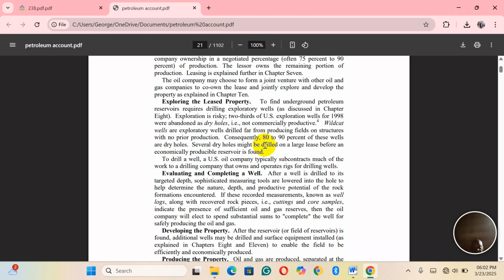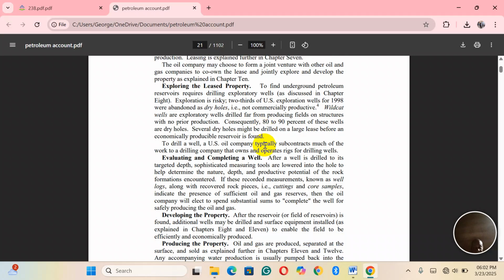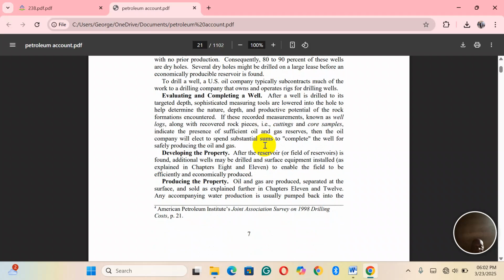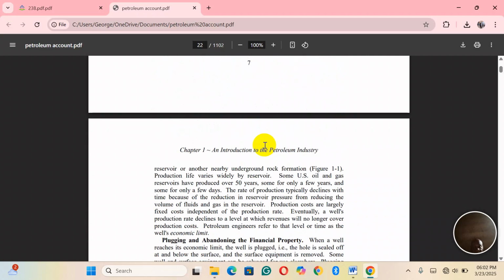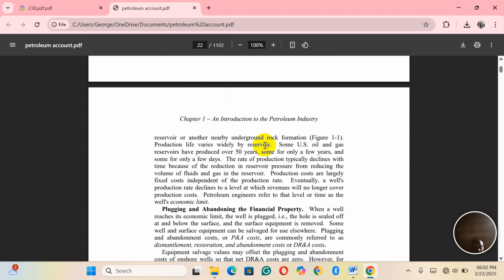So, looking at developing the property: after the reservoir or field of reservoirs is found, additional wells may be drilled and surface equipment installed, as explained in other chapters. We'll look at those chapters later, and we're also looking at producing the property. Oil and gas are produced separately at the surface and sold, as explained further in other chapters. Any produced water is usually pumped back into the reservoir or another nearby underground rock formation.